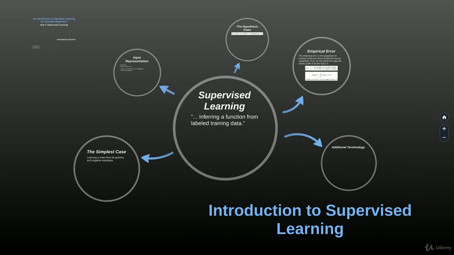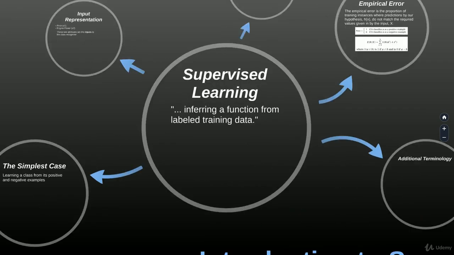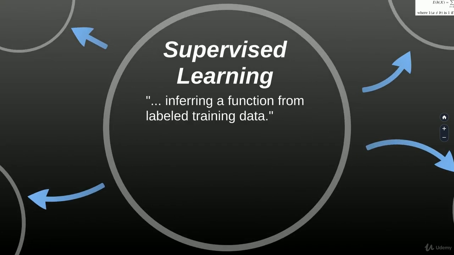So this is supervised learning, just a brief introduction expanding on the information that we covered in Unit 1. So again, supervised learning is inferring a function from labeled training data. For supervised learning, we have both inputs, and we're using those to predict the outputs.